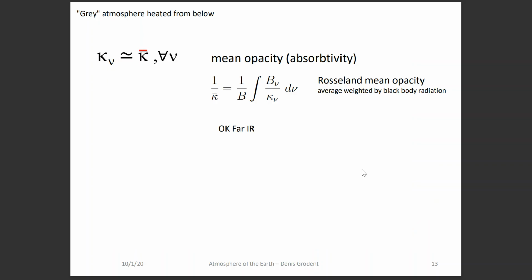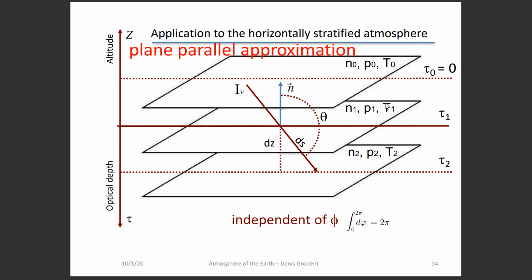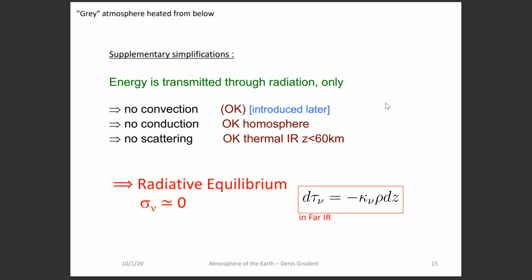So how did we approximate this absorption coefficient? We did an integral in order to take into account the weight of the blackbody radiation in it. Let's assume that the atmosphere is horizontally stratified, so this is a plane parallel approximation. The gray atmosphere is heated from below. We make some simplifications again: energy is transmitted through radiation only. We assume no conduction, no convection, no scattering.